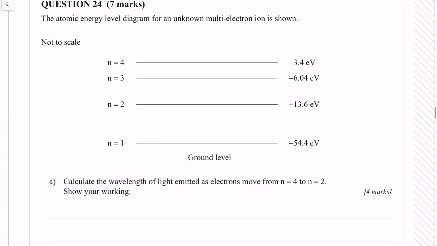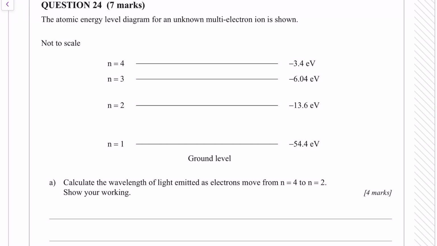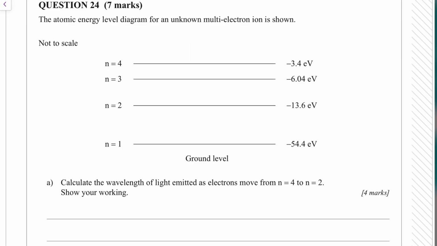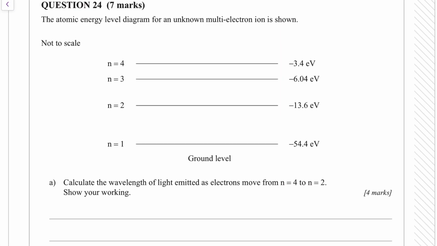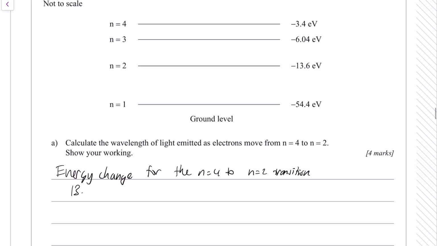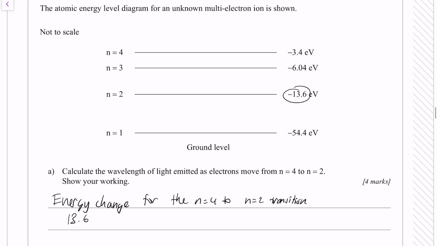The first mark is literally doing subtraction, okay? So you need to calculate the change in energy between n equals 2 and n equals 4 energy levels, and that will be your first mark. So you need to show that energy change for the n equals 4 to n equals 2 transition is 13.6, right? Minus the 3.4, okay?